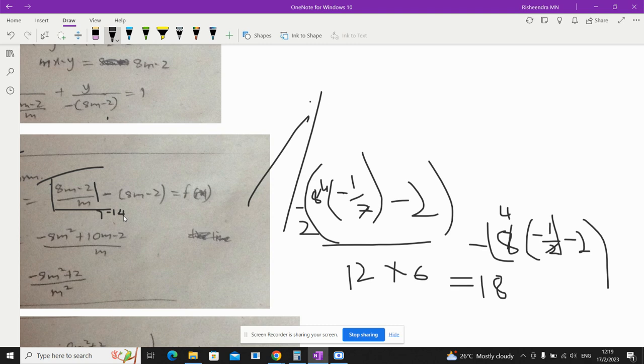It's 0.5. I am taking it as 2. 4 minus 2 will be 2. 2 by m, the answer will be 1. 2 by 0.5, the answer will be 4 we get. And then minus of 8 into 1.5. 4 minus 2, the answer will be 2. See, 4 minus 2, the answer is equal to 2. At positive 0.5, it will be 2.